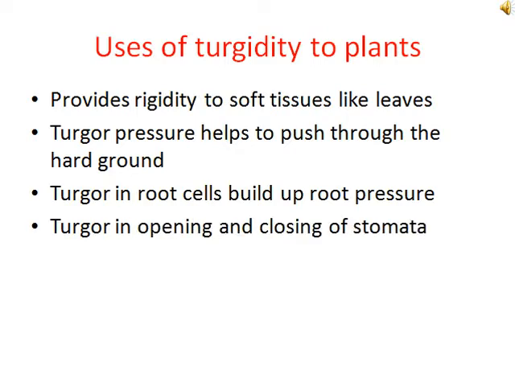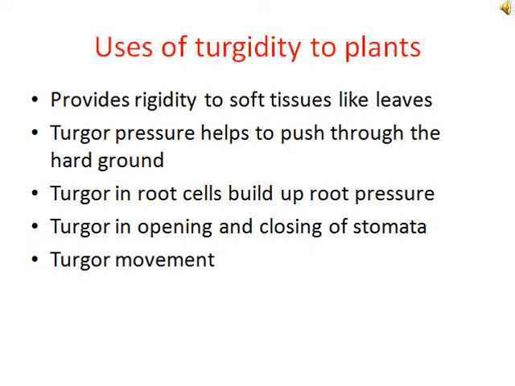Next is the role of turgor in opening and closing of stomata. You know, stomata are the tiny openings found on the surface of the leaf. These stomata are surrounded by a pair of cells called guard cells. When there is sufficient water in the guard cells, they become turgid, and due to this turgidity, the stoma opens. So the opening and closing of stomata is due to turgidity of the guard cells.